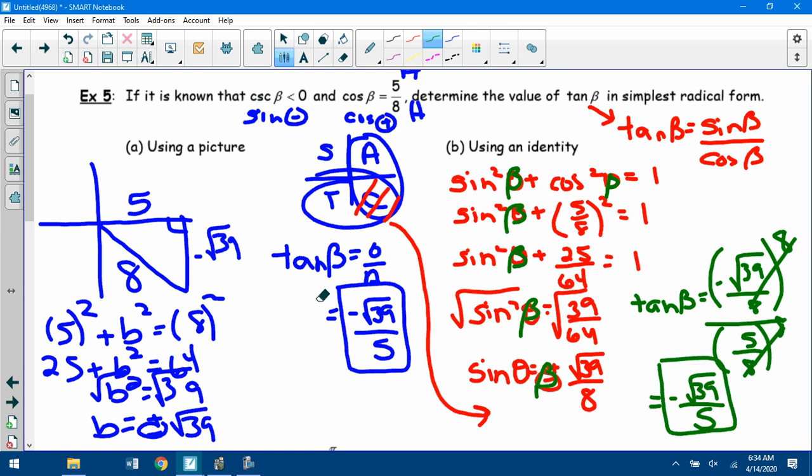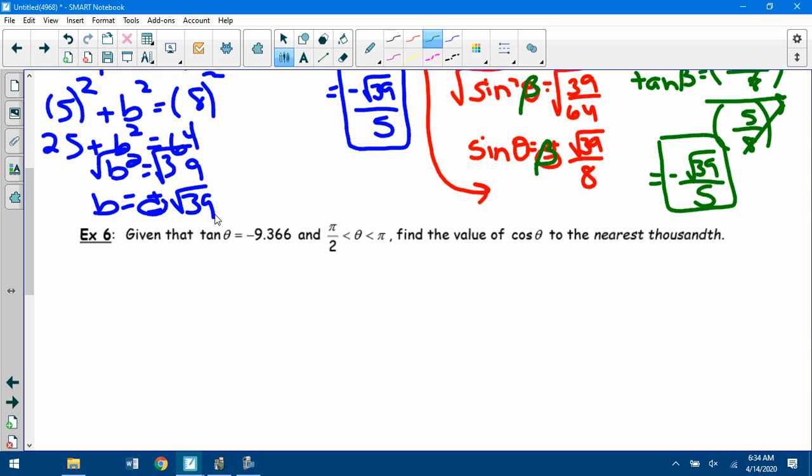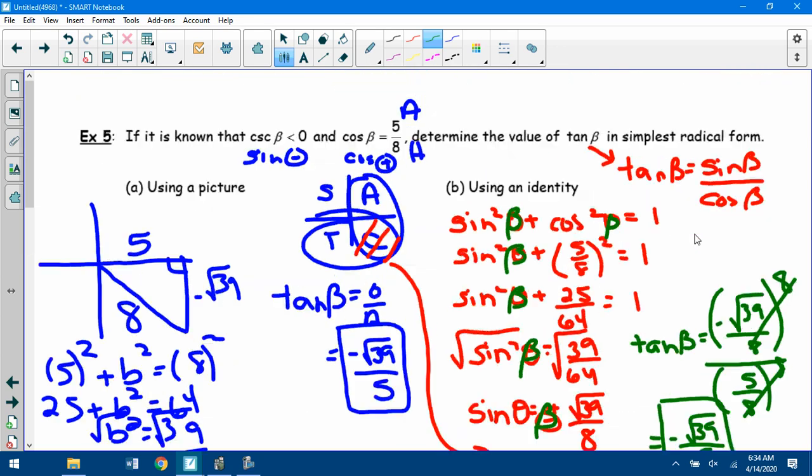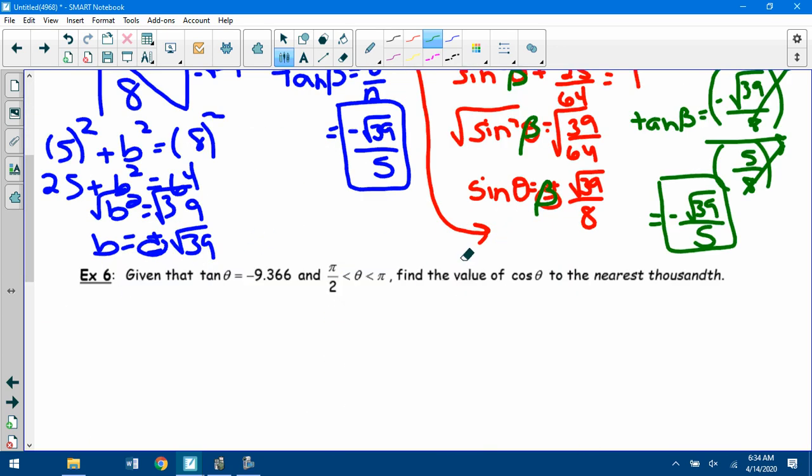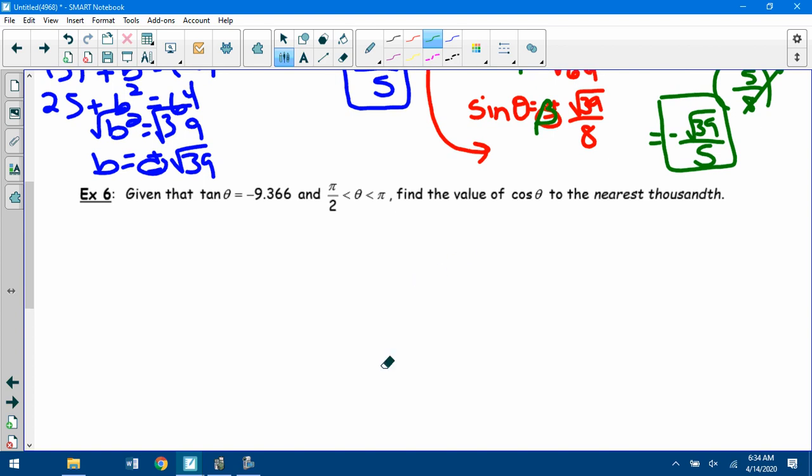So which way do you think is easier here? I would probably go towards the picture. Generally, use the picture. The identity is going to have a lot more applications in pre-calc and calculus and math 12, but when you're evaluating trig functions, drawing a picture is really the way to go. So the last one, they don't specify what you need to do. Given that tangent of theta is negative 9.366, the interval tells you where theta is. Find the value of cosine of theta to the nearest thousandth. It would definitely be easier to draw a picture here. So if it doesn't specify picture or identity, and it just leaves it up to you, you can pick your favorite. I usually go with picture.